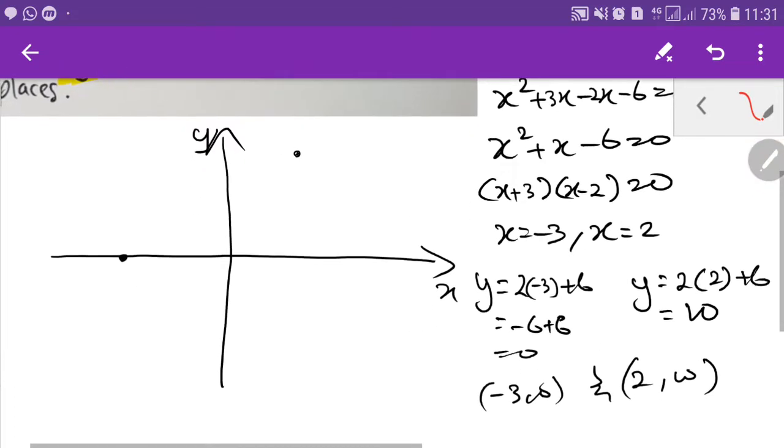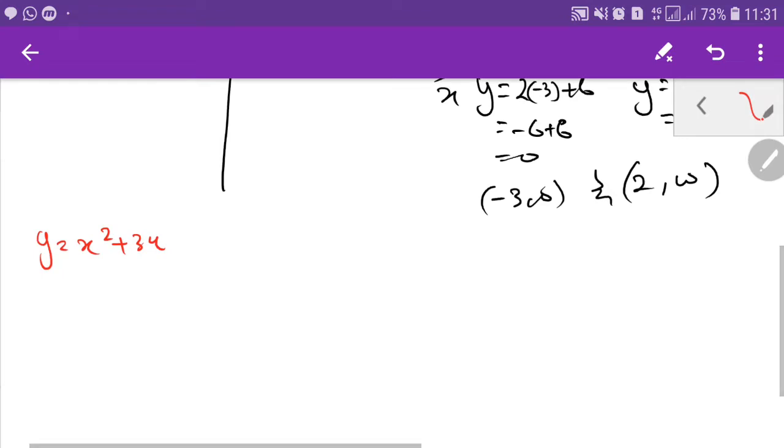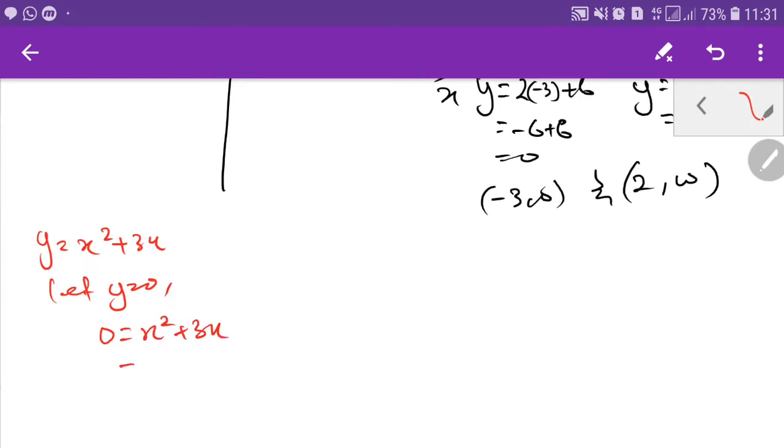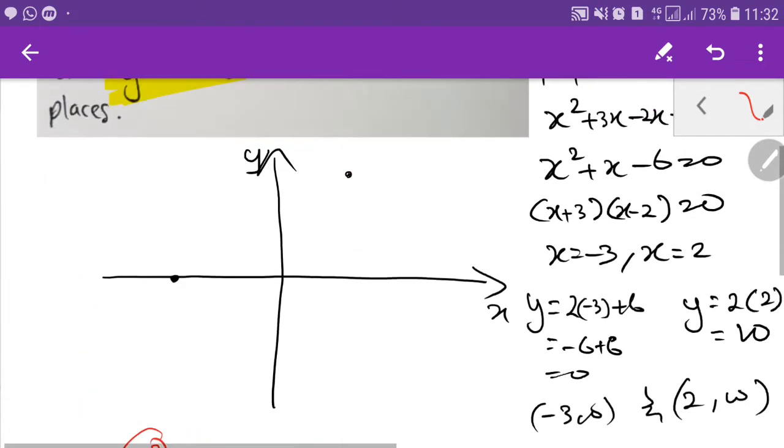For the quadratic curve x squared plus 3x, we can factorize it if we let y equal 0. So 0 equals x squared plus 3x, that is x times (x plus 3), so x equals 0 and x equals minus 3. The coefficient of x squared is positive, so it's a smiley curve going through 0 and minus 3. So the only possible way to draw it is like this.